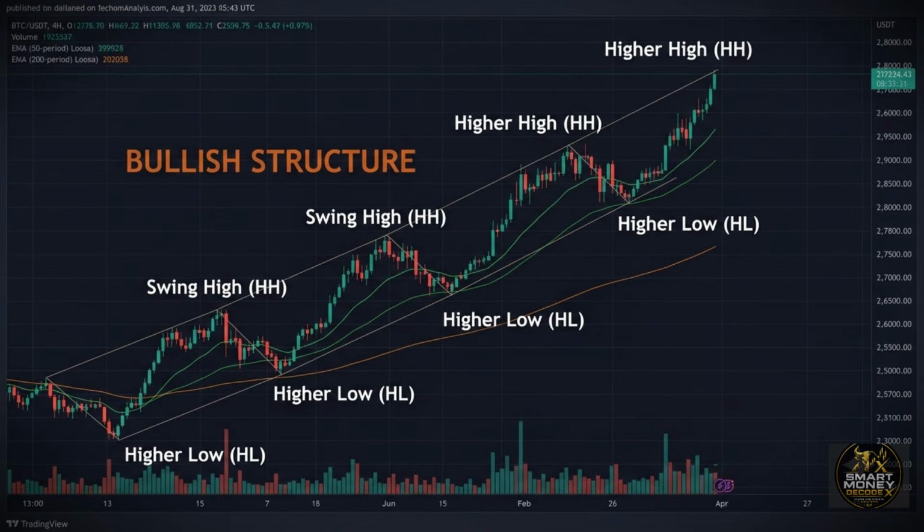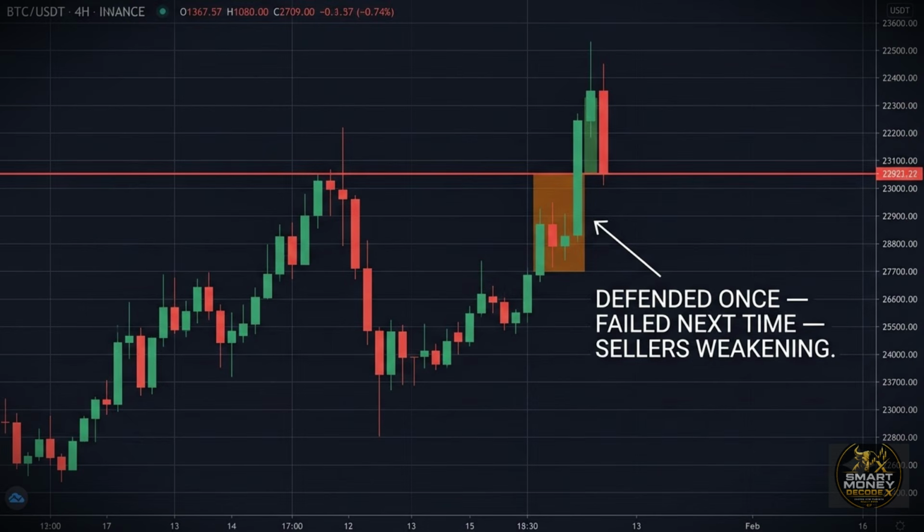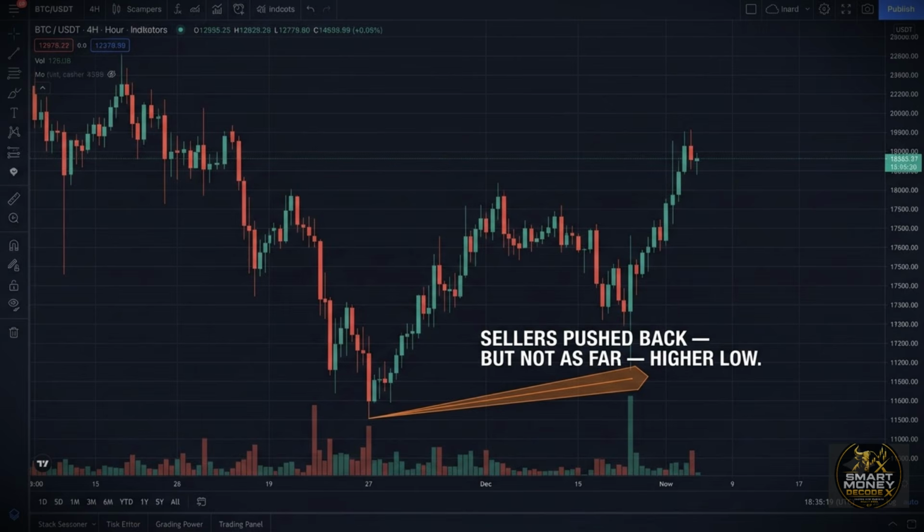This is the textbook definition. But let's understand why it happens mechanically. Each higher high means buyers pushed price to a new peak. They had enough conviction and enough order flow to surpass the previous peak where sellers once won. The previous swing high, which was once a point of seller control, has now been exceeded. The sellers who defended that level before were not strong enough this time. And each higher low means that when sellers pushed price back down from the new high, they could not push it as far as before.